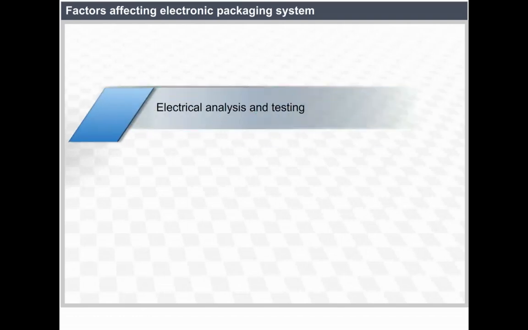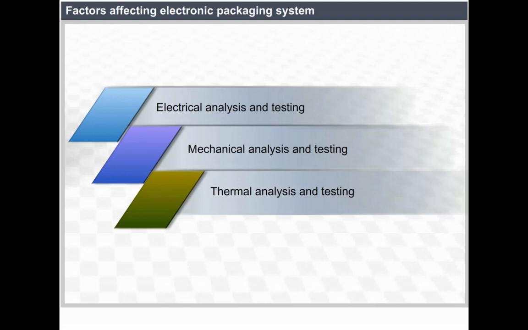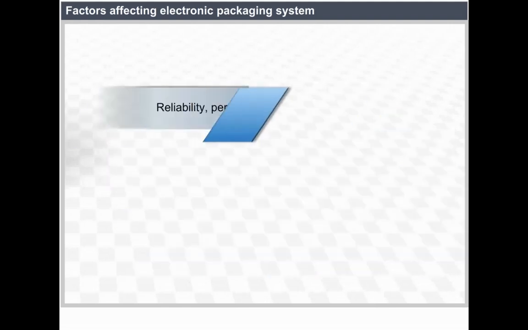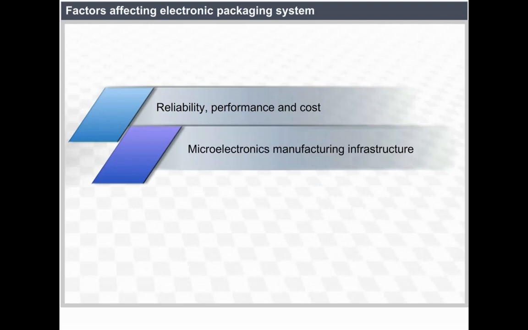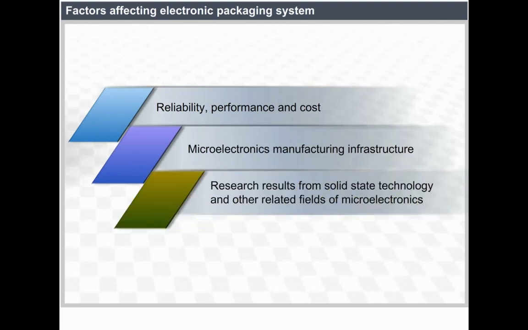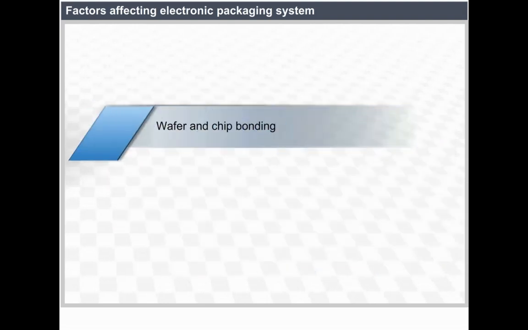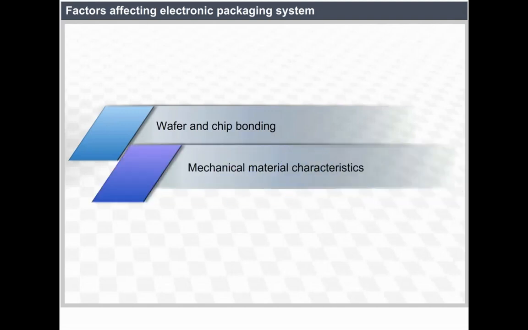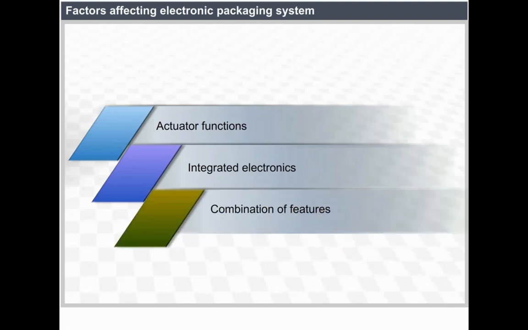Factors affecting electronic packaging system: electrical analysis and testing, mechanical analysis and testing, thermal analysis and testing, market analysis, reliability, performance and cost, microelectronics manufacturing infrastructure, research results from solid-state technology and other related fields of microelectronics, micromachining, wafer and chip bonding, mechanical material characteristics, sensor effects, actuator functions, integrated electronics, combination of features.